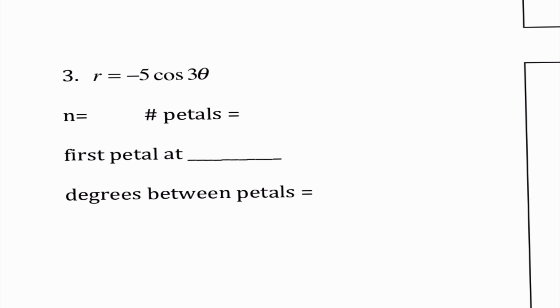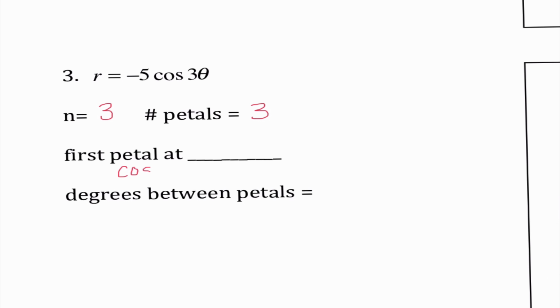Okay, number 3, R equals -5 cosine 3 theta. Our n value is 3. This is the first time that we have had an odd number. When we have an odd number, that is just the number of petals.